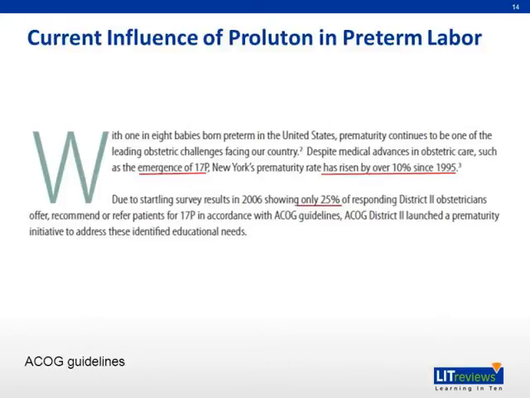Despite medical advancements such as Proluton, which was introduced in 1970, prematurity rates continue to rise. One of the reasons is that only 25% of obstetricians offer it to their patients. The lack of clinical use is mainly due to conflicting results from experimental studies. Let us now discuss the results.